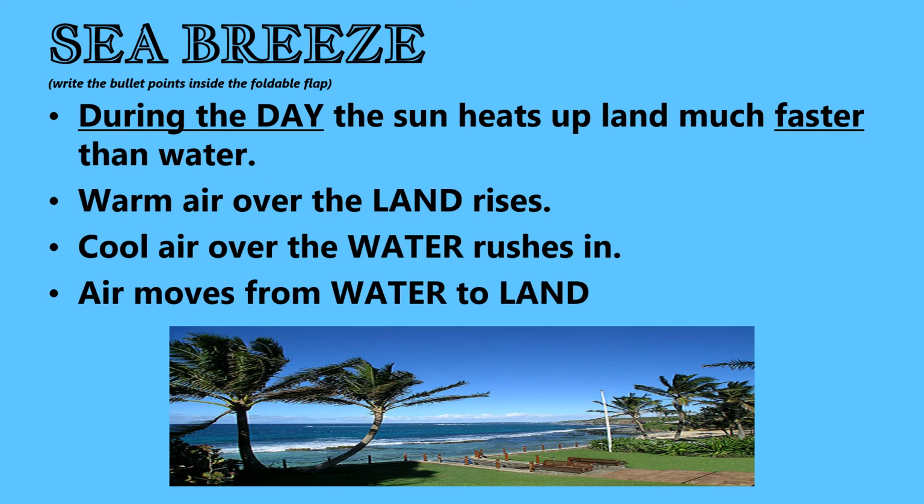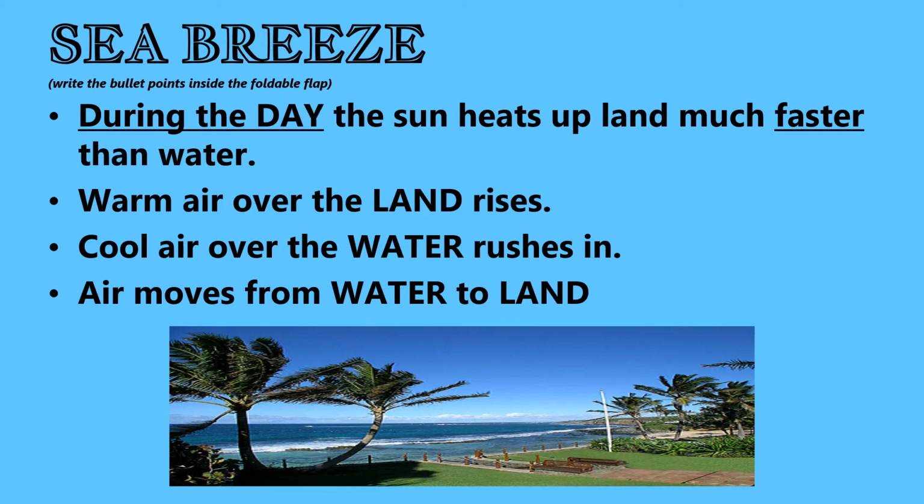So a sea breeze, that means it's coming from the sea or a large body of water like an ocean, always happens during the day. And the reason it happens during the day is because the sun heats up the land faster. So the earth or the land heats and cools faster than the water. It doesn't hold that temperature. It's not moderate. So during the day, the sun heats up our land.